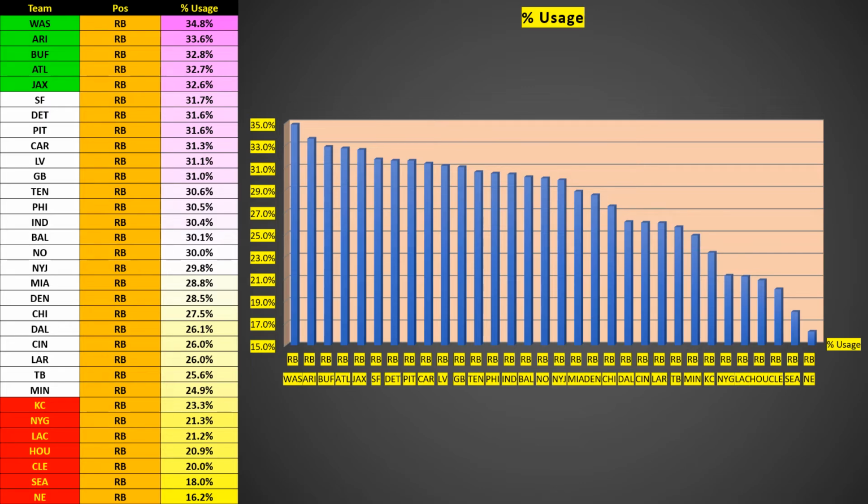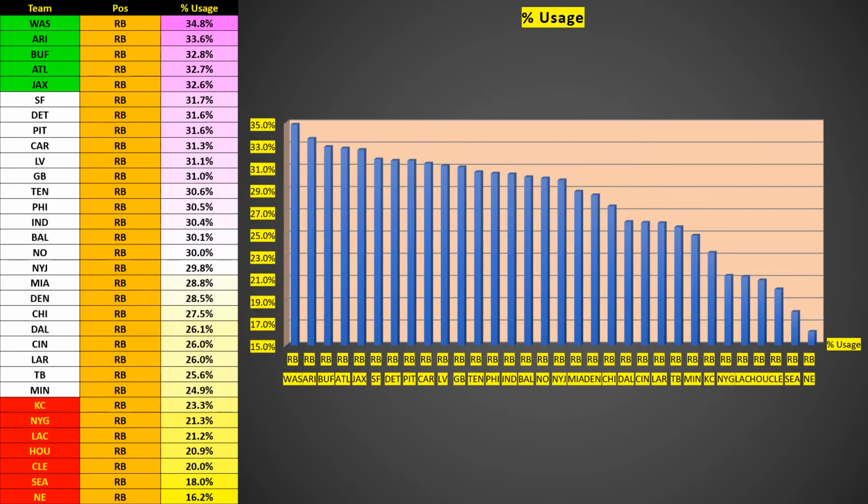So when they get an easy shot with their running backs, I believe Gibson and McKissick are going to get you points as well. Concerns for the running backs are in the red teams. Look at Carson down there. I drafted him, but boy, I don't want to see his usage down there. New England, look at Harris at 16. That's poor.